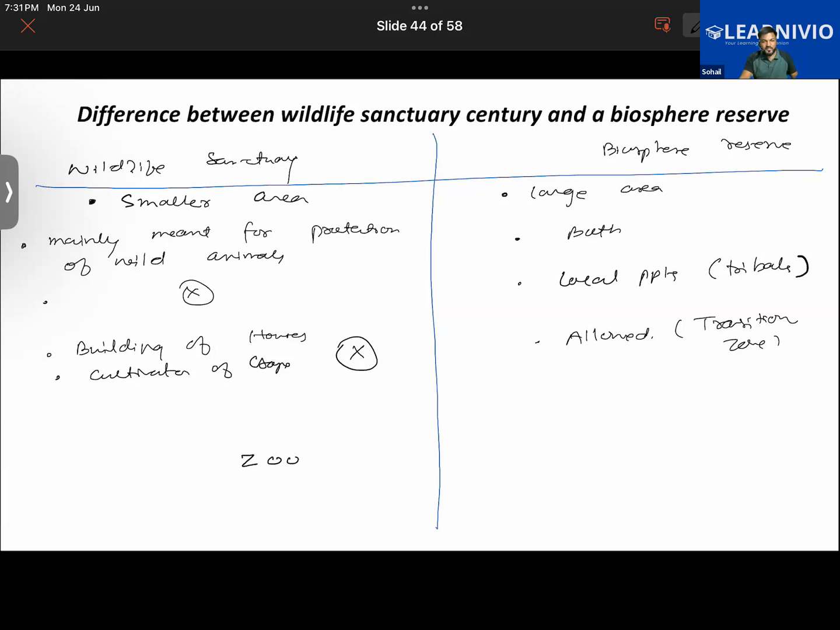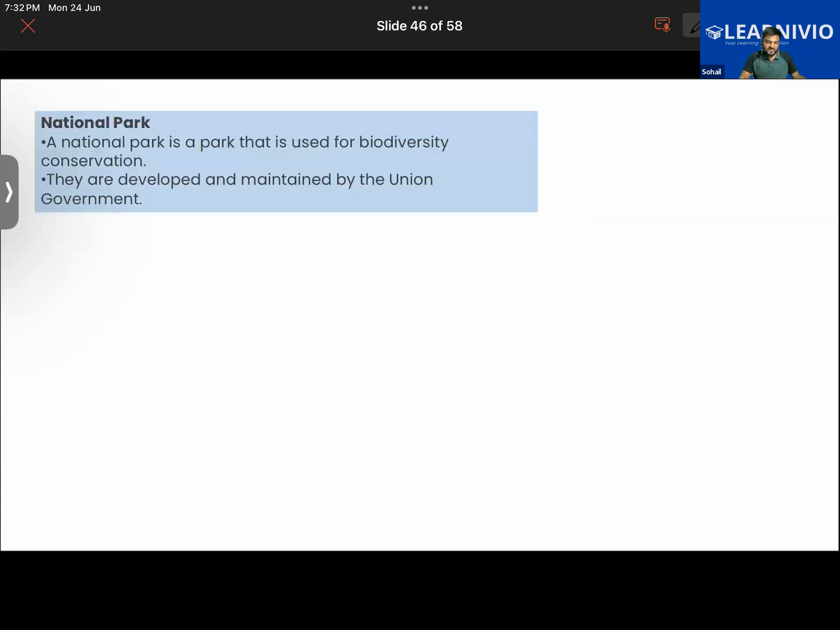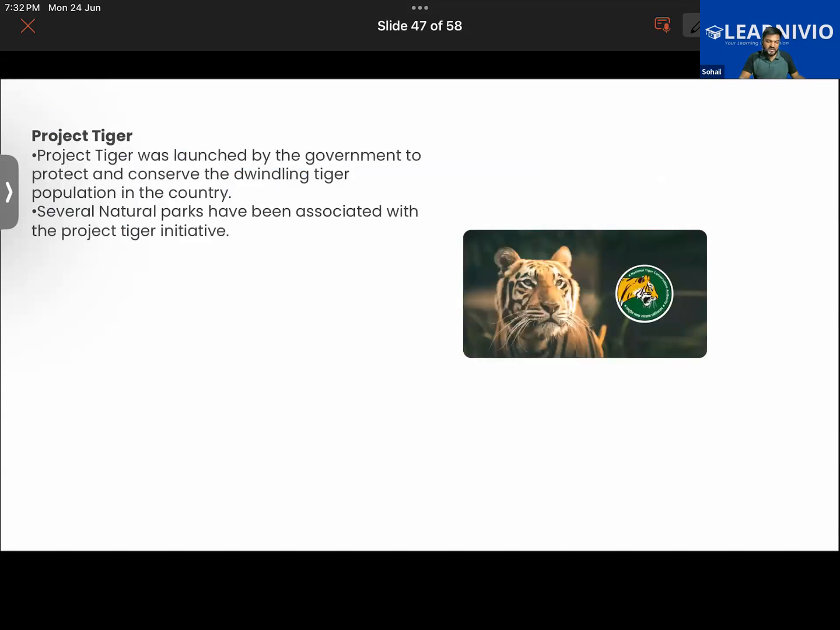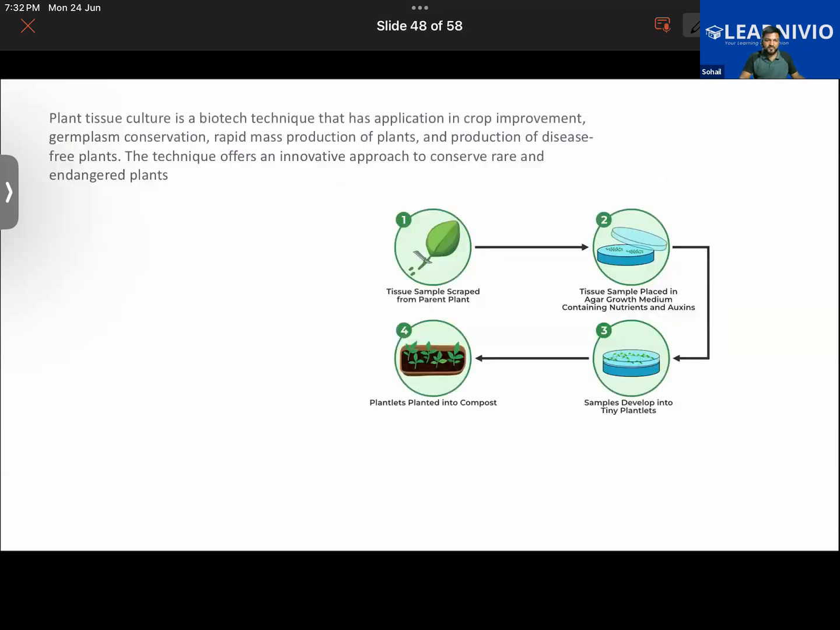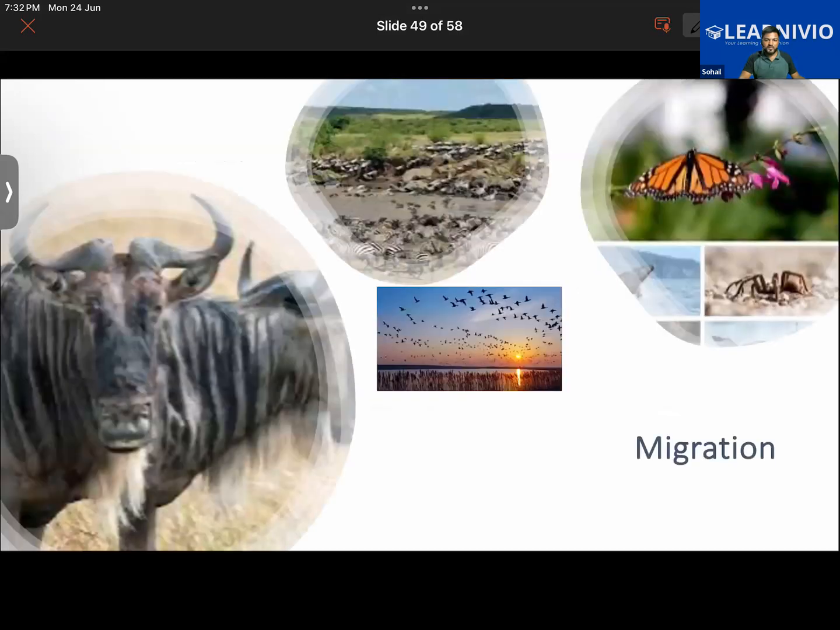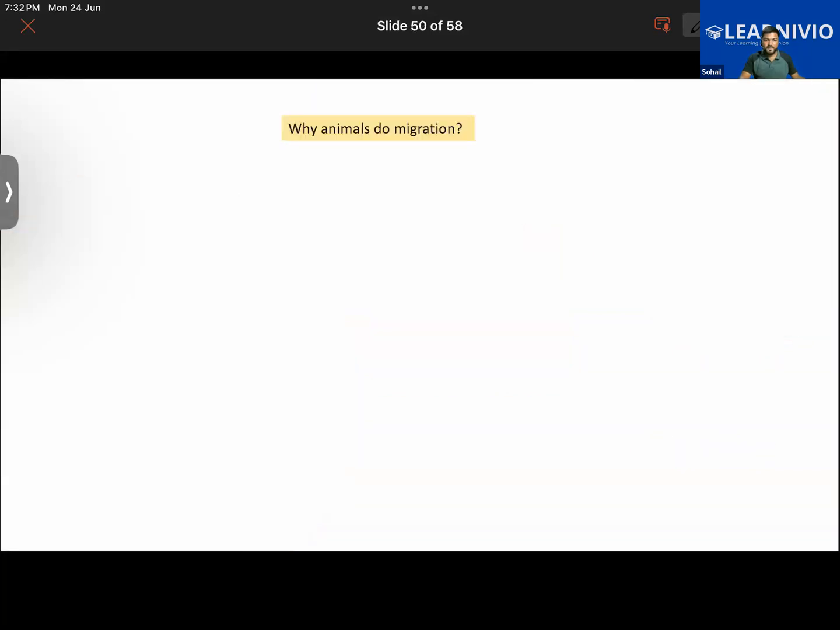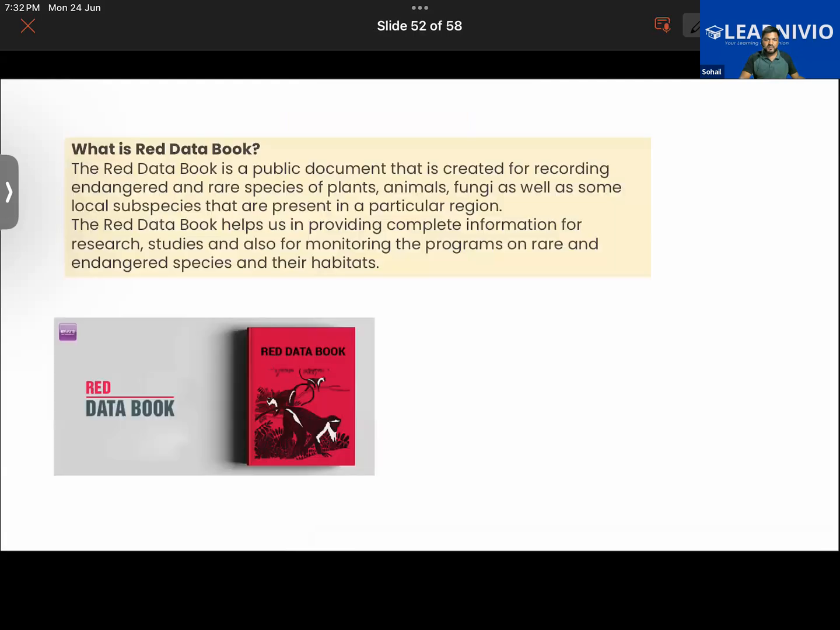So that's it for today. We'll be meeting in the next class. In the next class, the chapter will probably be finished, because there are just a few topics left. Just national parks are left to be discussed, and what Project Tiger was in India. Then what is tissue culture, and how tissue culture plays an important role in conservation of plants and animals. Then why do certain animals migrate, and how climate change is impacting their migration cycle.